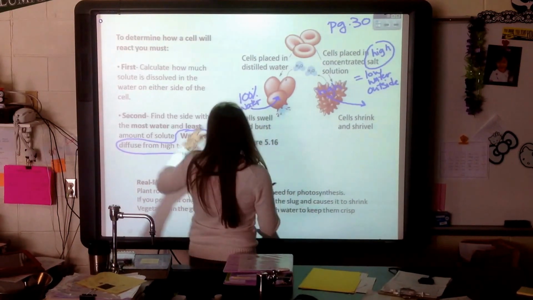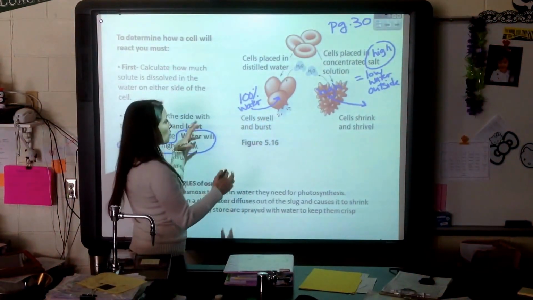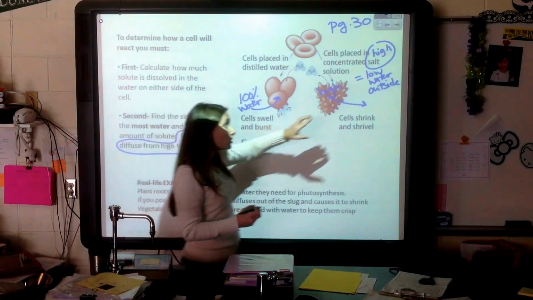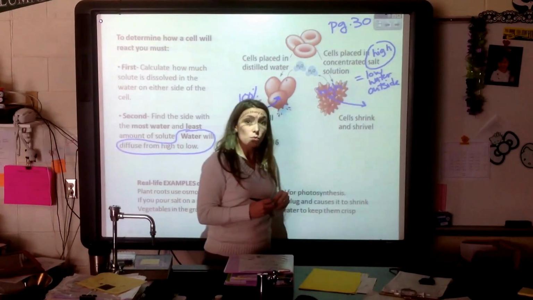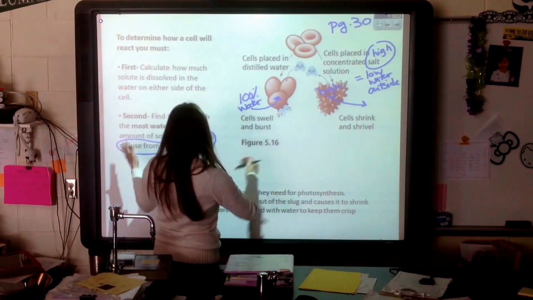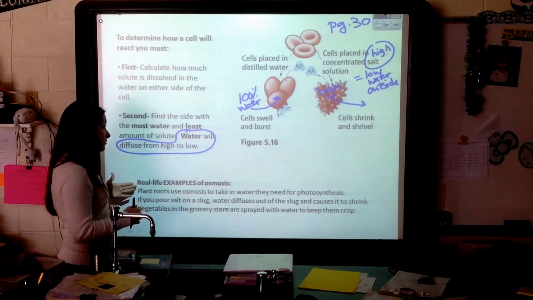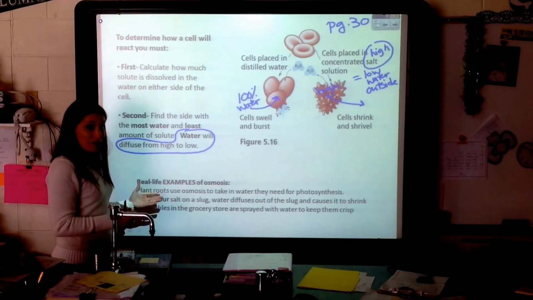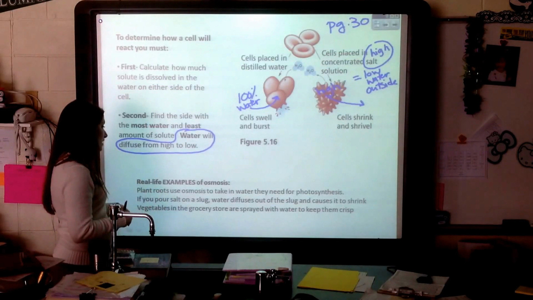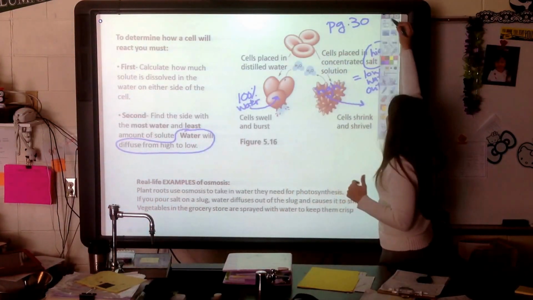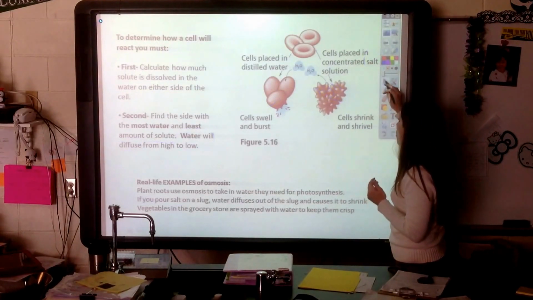So what we have to do is just figure out, where is there more solute, like salt? Wherever there's more solute, there's less water. And then we can figure out which way water will move. This is important for plant roots. This is actually how you kill a slug if you want. Vegetables in the grocery store are sprayed with water. So osmosis is happening around you all the time.